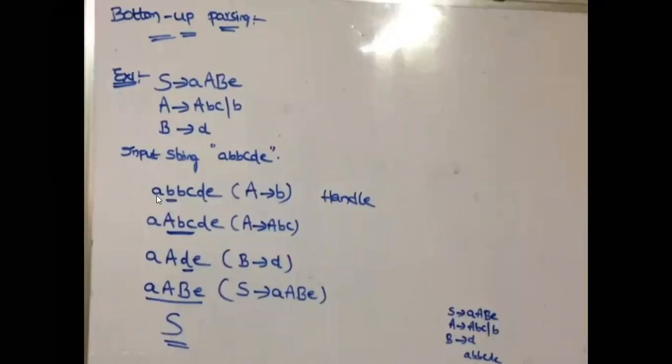So considering AB as a substring, is there any production in the right hand side with AB? There is no production in the right hand side with AB. So let us consider small b as the substring. So this is also called a handle. Is there any production in the right hand side with small b? Yes or no?